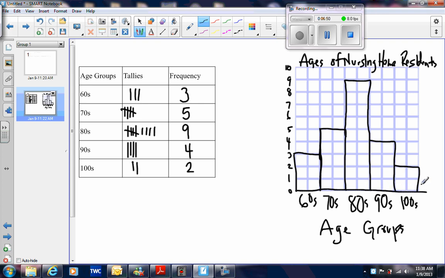Okay, just a reminder quick before we go, this axis that I just shaded in, that's called the x-axis. And this axis that goes up and down, this is called the y-axis. All right, so I hope that helps with histograms.